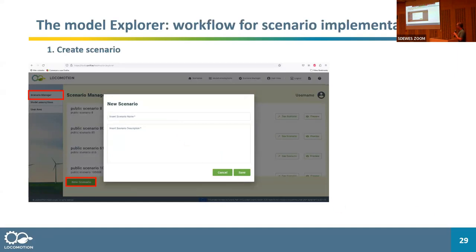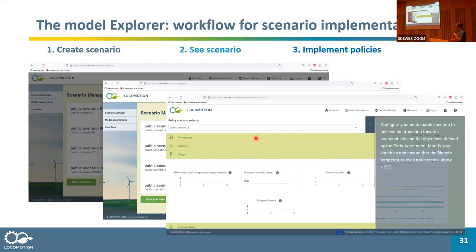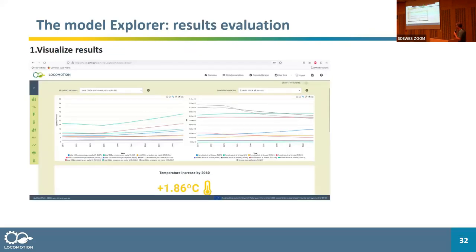The function is very similar to the previous one. This is the website. You create a scenario. Then by clicking on this button, you are able to tune your parameters. In this case, it's sliders most of the time, which makes the configuration much easier. You have all the modules of the model here that you can click and they expand and you are able to access all the parameters for each of the modules.